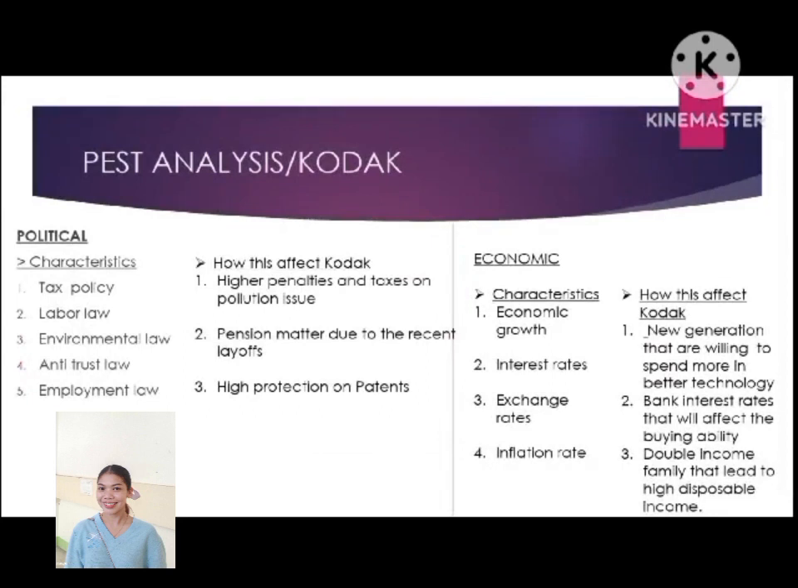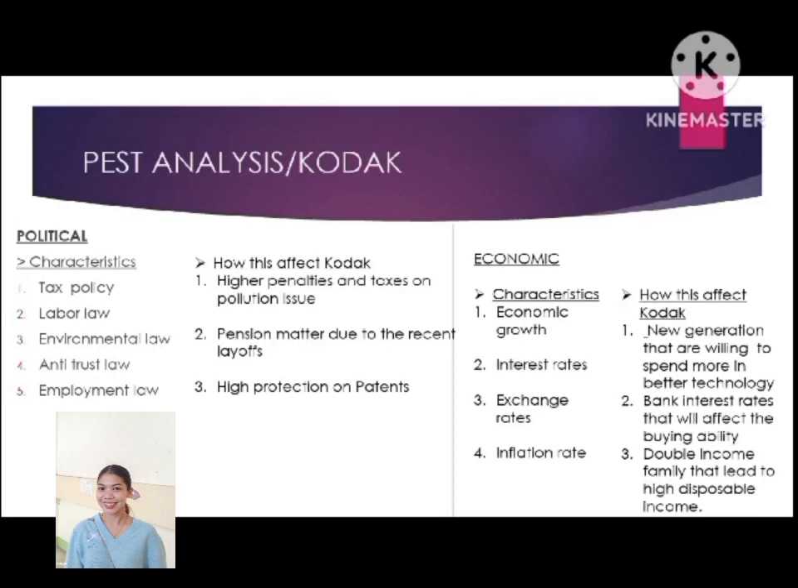So next we have the PEST analysis of Kodak. The P represents political, and the political characteristics are tax policy, labor law, environmental law, antitrust law, and employment law. So how does this affect Kodak? It is affected by higher penalties and taxes and pollution issues. Number two is the pension matter due to the recent layoffs, then high protection on patents.